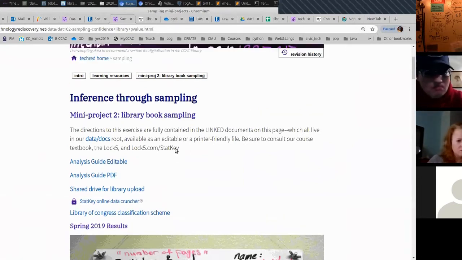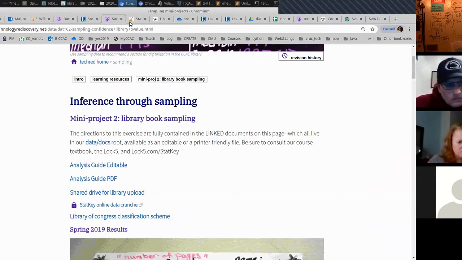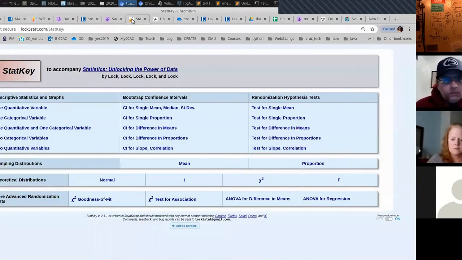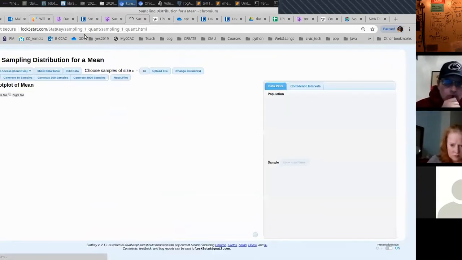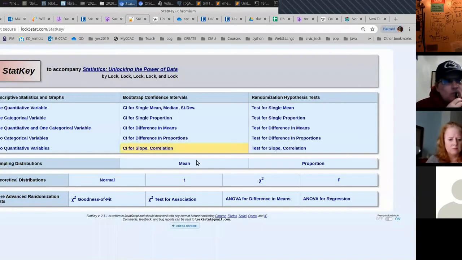And you can get there a number of ways. I have links on our library sampling page, and on our homepage, and you can type in StatKey into any archiving or non-archiving search engine. And I think they have a nice normal tool just sitting right here for us.